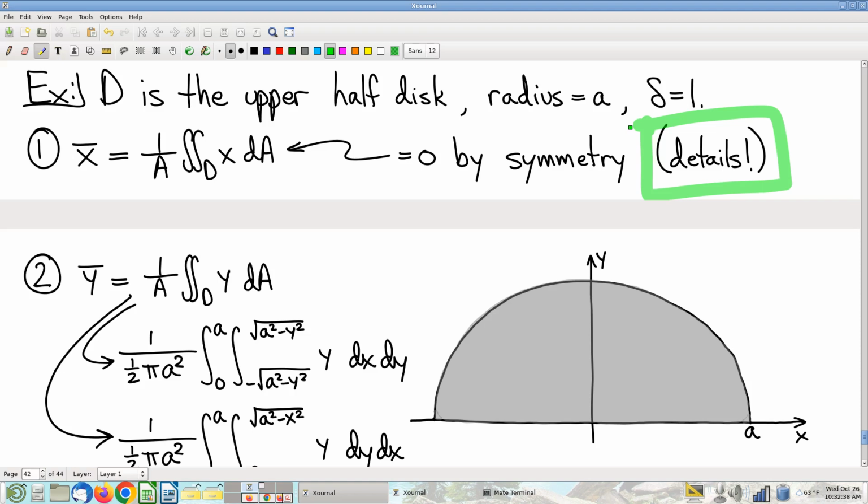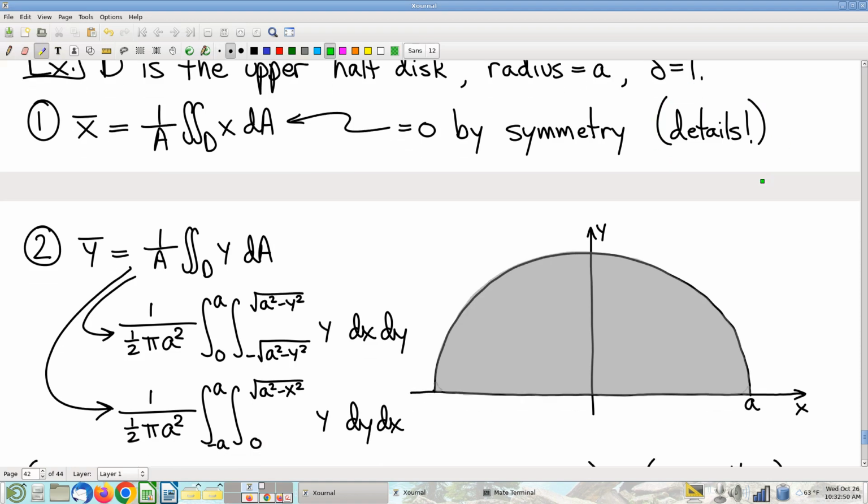Question? My question was, it's the same 5 from last time? Yep. All right, so let's find the y-coordinate.